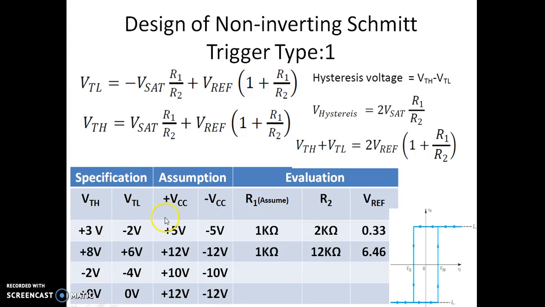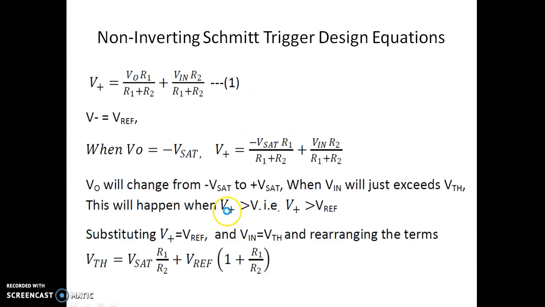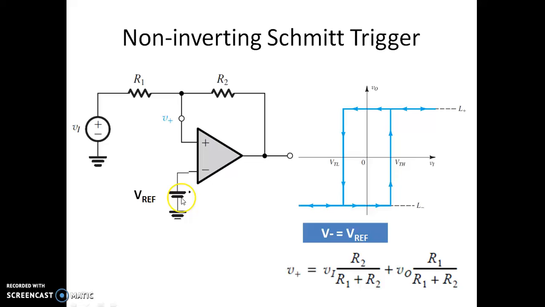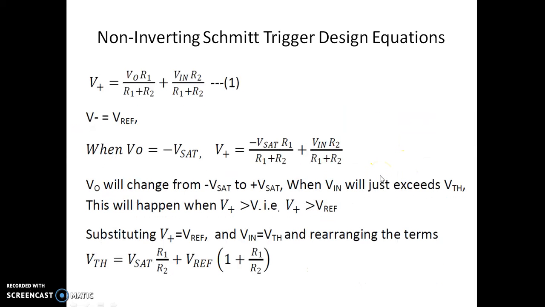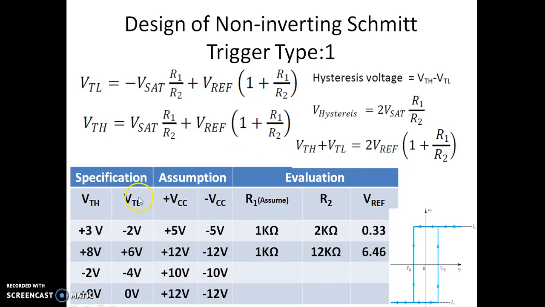Now here you can see in the previous example, where we considered the non-inverting Schmitt trigger, we didn't have the V reference. If you ground it, the VTH and VTL are the same in magnitude. By applying the reference voltage, we can make the VTH magnitude different from the VTL magnitude. Now you can see it is 3 volt, this is minus 2 volt, here it is 8, here it is 6, here it is minus 2, here it is minus 4.